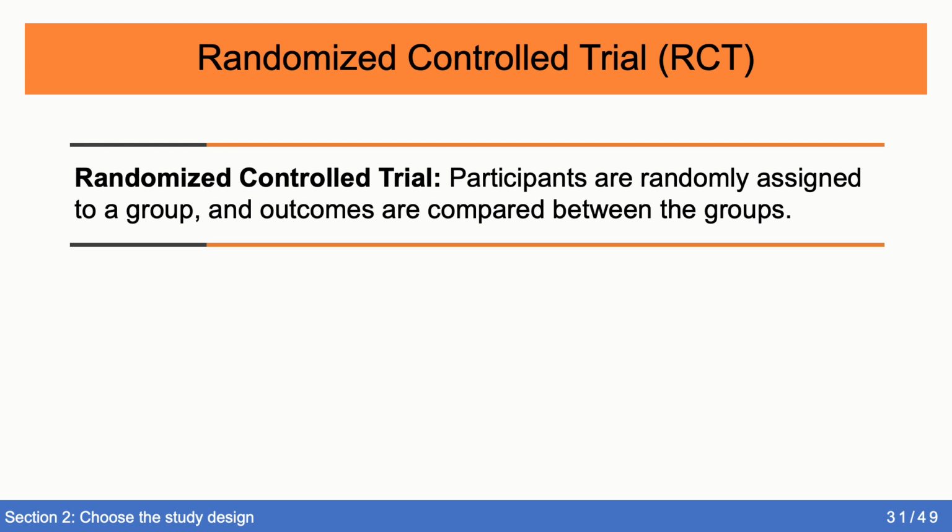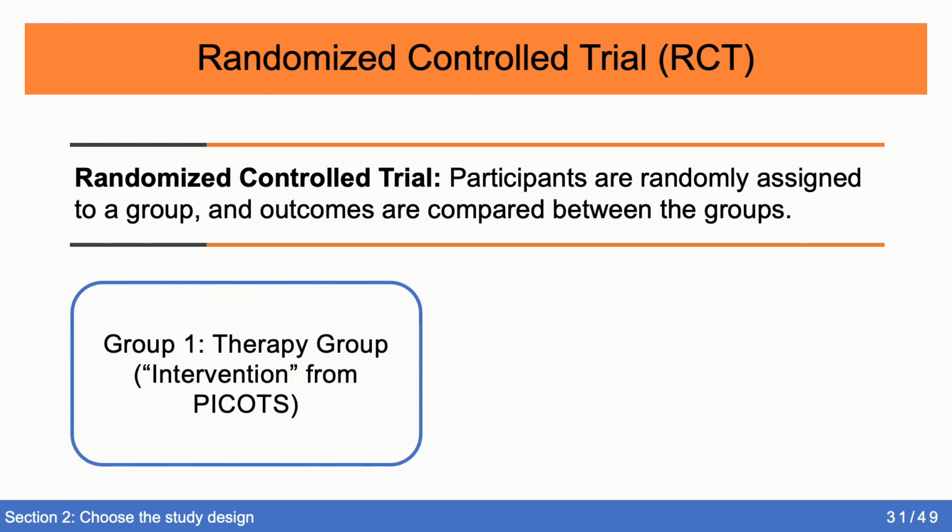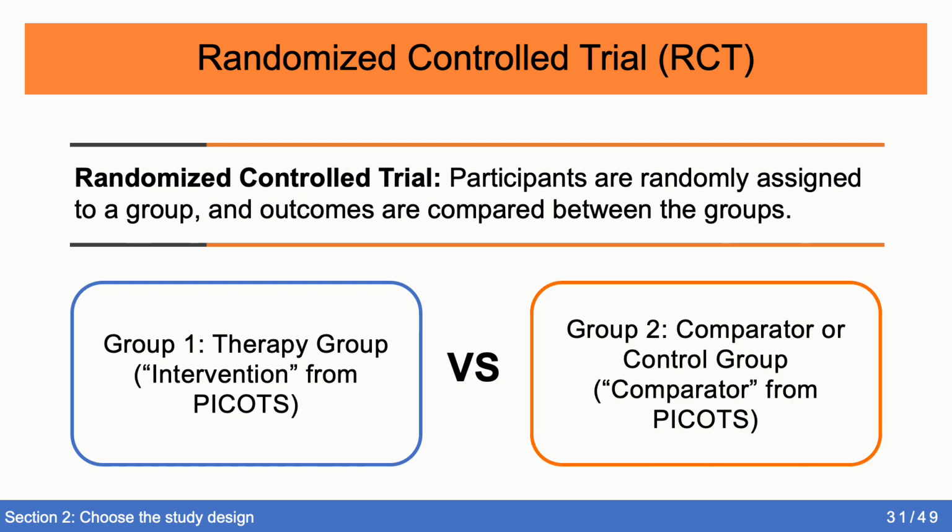Most RCTs will have two groups. One group will be the therapy group that gets the therapy researchers want to test in their study. This group gets the intervention from PICOTS in the research question. The other group can get a comparator therapy or be a control group that gets no experimental therapy. In medical studies, this might be called the placebo group.